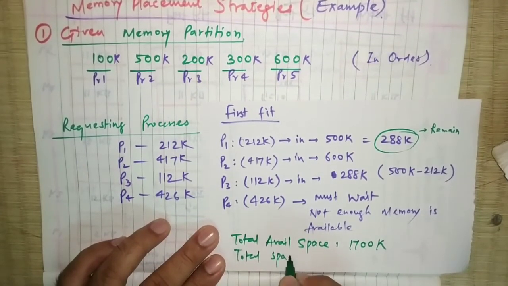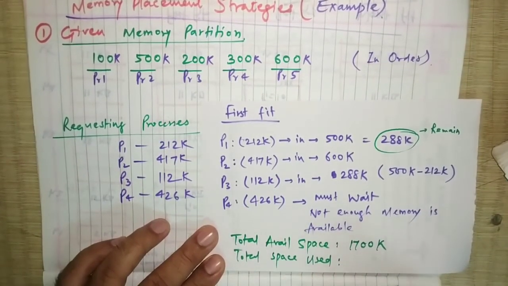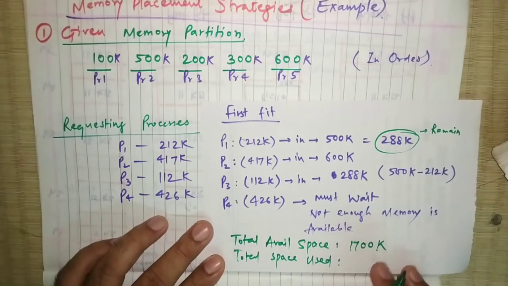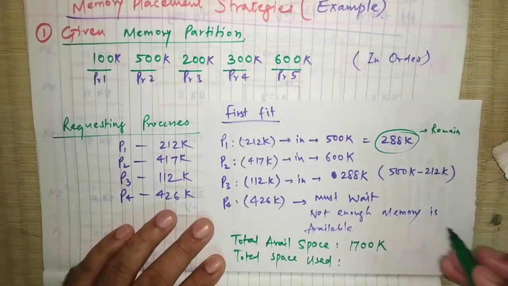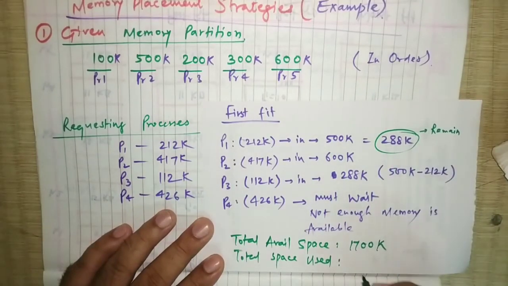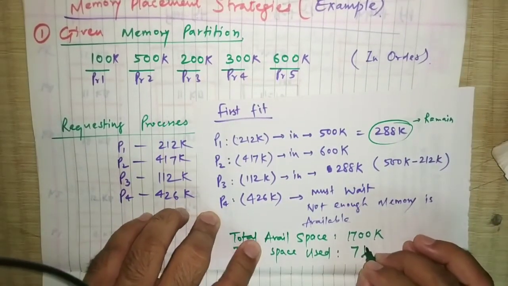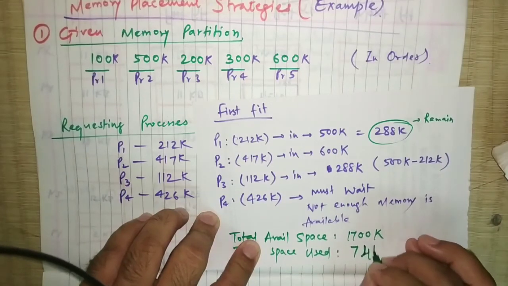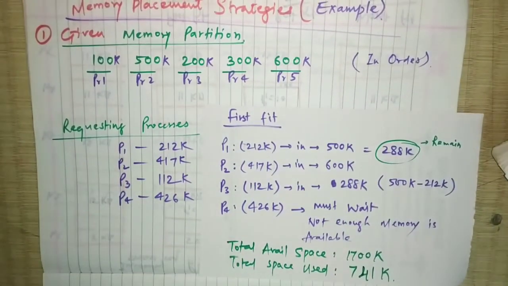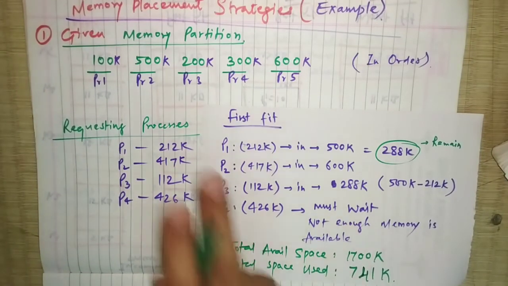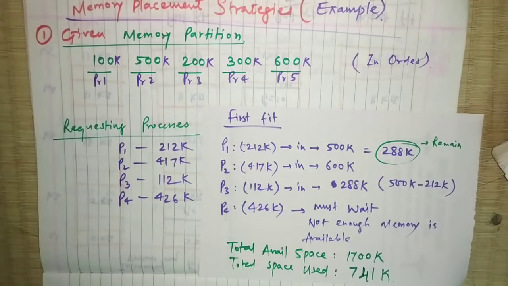How much space have we used? If you do the calculation, around 741k we have used. In this memory partitioning, the partitions of size 100k and 300k are free now, because we have not used 100k, 300k and 200k. They cannot be allocated to P4, so these are as they are. So simply you can say the total available space was 1700k and the total space used is 741k.